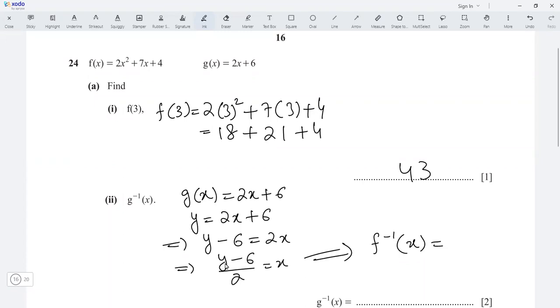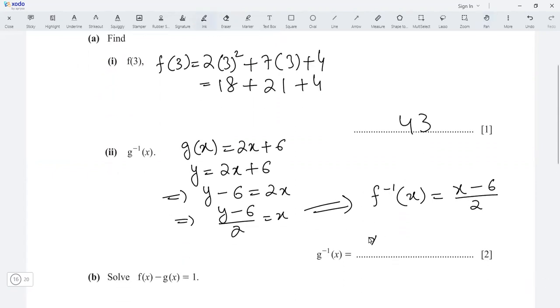And in place of y, we have to replace x. So it will be (x minus 6) whole divided by 2. So this is the answer for f inverse of x. Oh, sorry, g inverse of x, because the function is g, so I have to write g inverse.